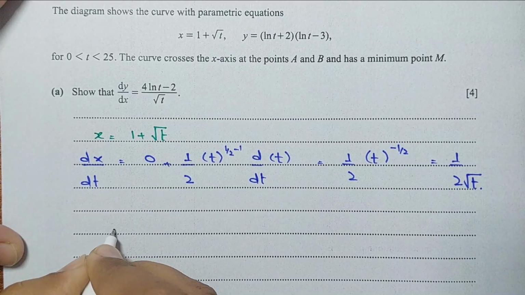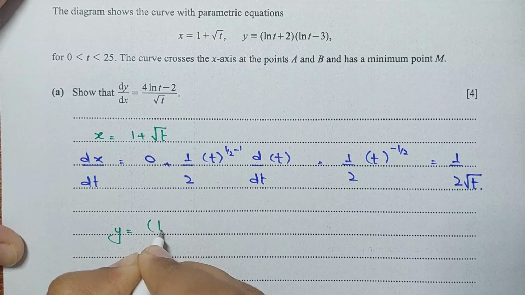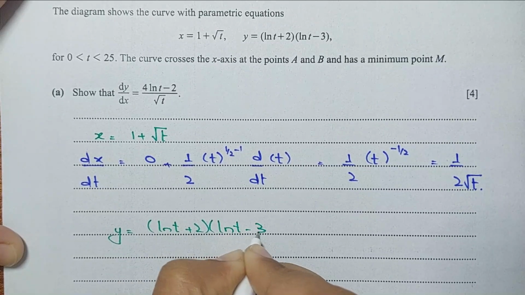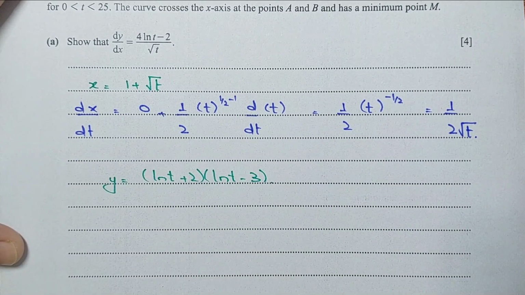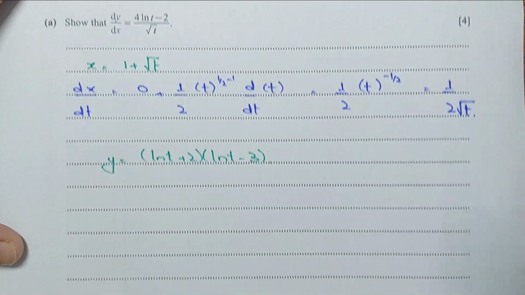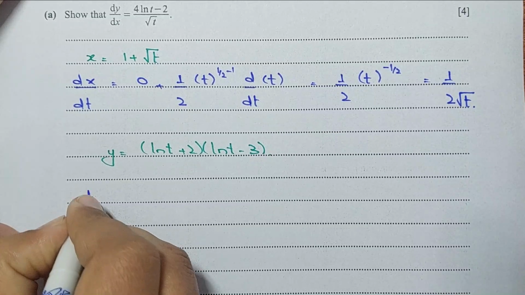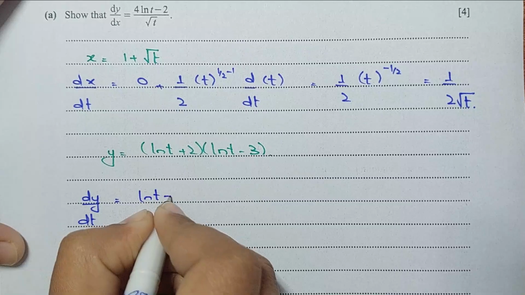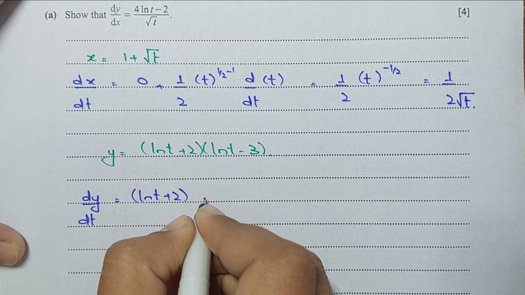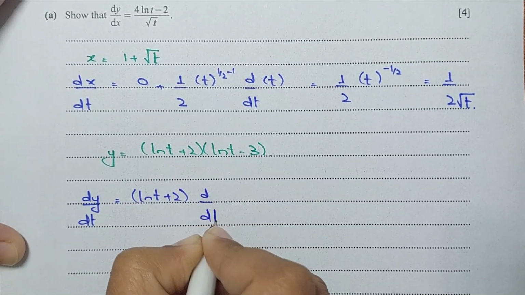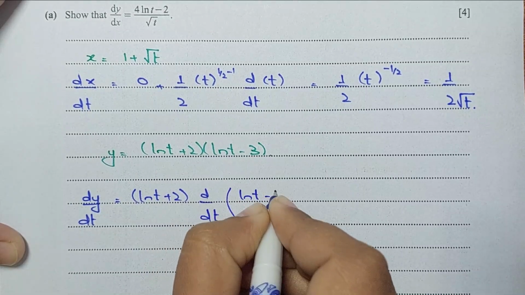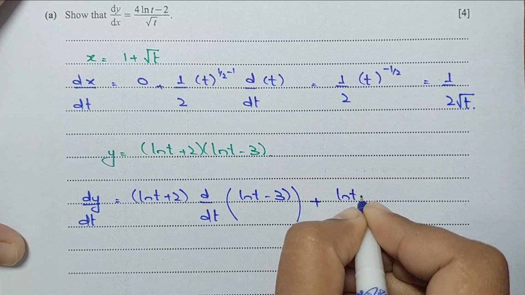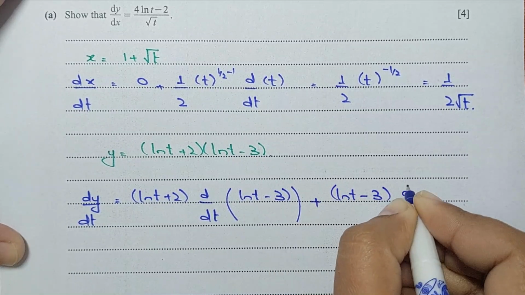Now the second function, y, is given as natural log of t plus 2 times natural log of t minus 3. Again, to differentiate this y function we have to apply the product rule. The first function is as it is, times the derivative of the second function, natural log of t minus 3, plus the second function as it is, times the derivative of the first function.